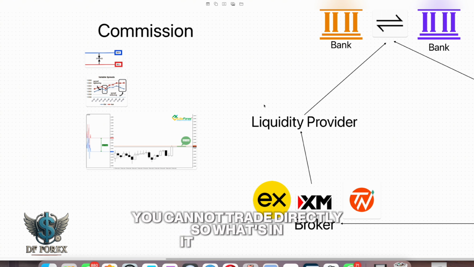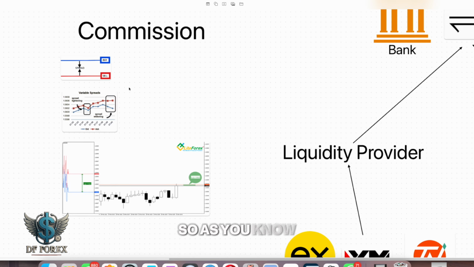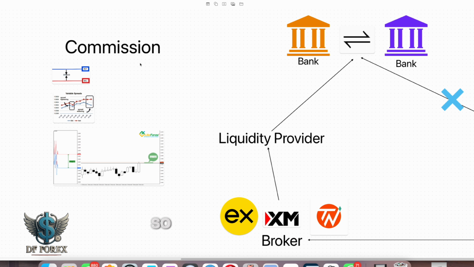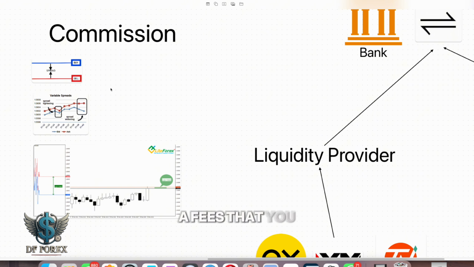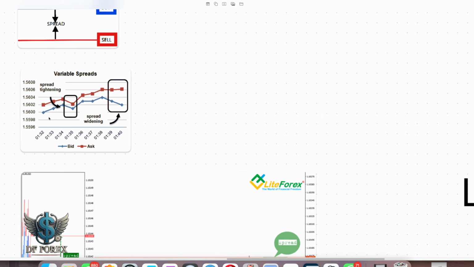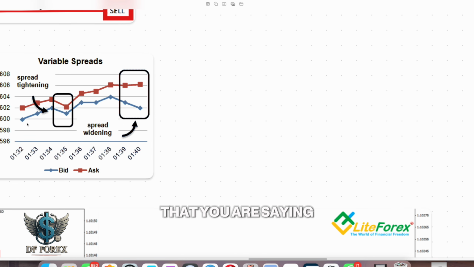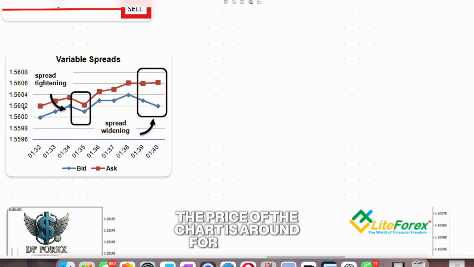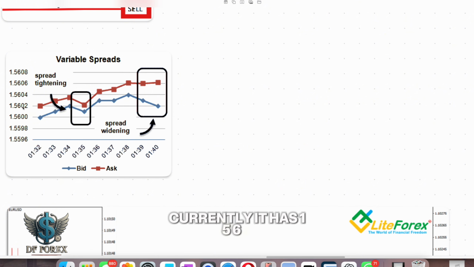So what's in it for a broker? As you know, no one in this world is doing stuff for free. So the broker charges you a commission. Commission is a sort of fee that you pay when you take up a trade. For example, for understanding purposes, say you want to do a buy trade, and the price on the chart is currently around 15602.